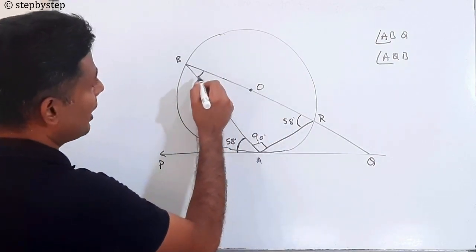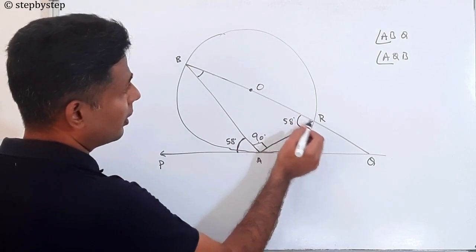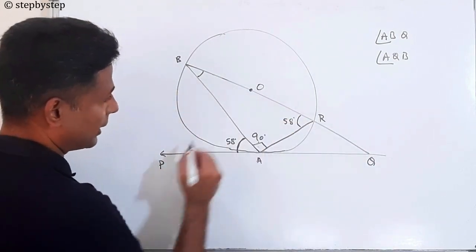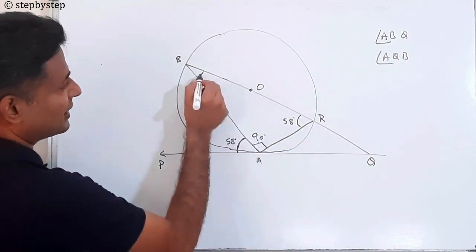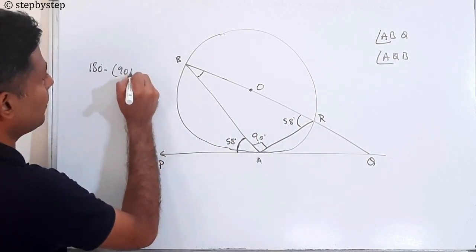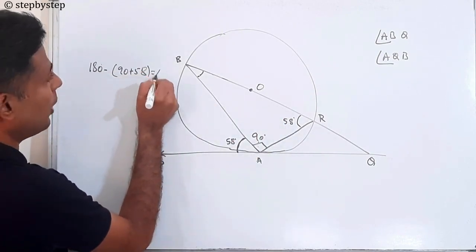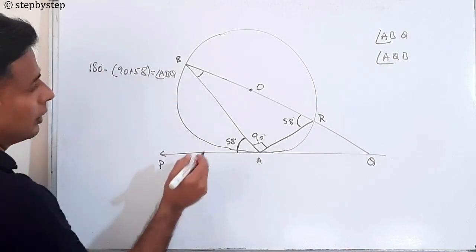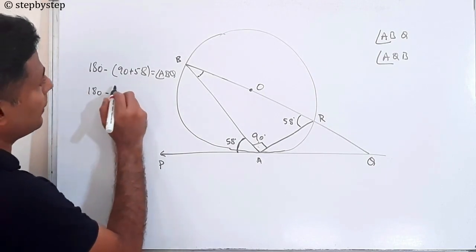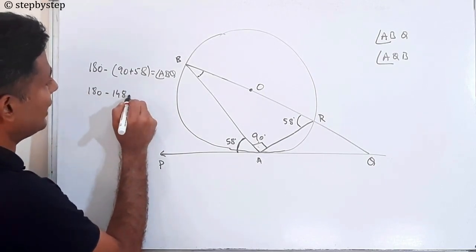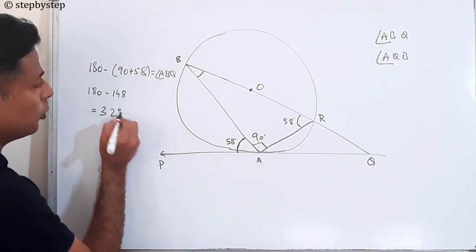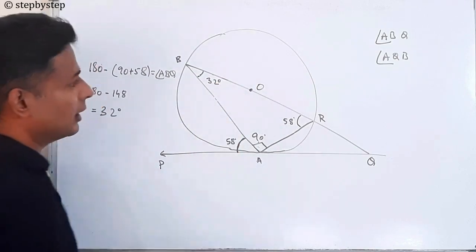We can find angle ABQ. How do we find this? Angle sum property of a triangle. So what do we get? This plus this plus this should be 180. So ABQ will be 180 minus this plus this, that is 90 plus 58. So we get 180 minus 148, which is 32 degrees. So we get this as 32 degrees.